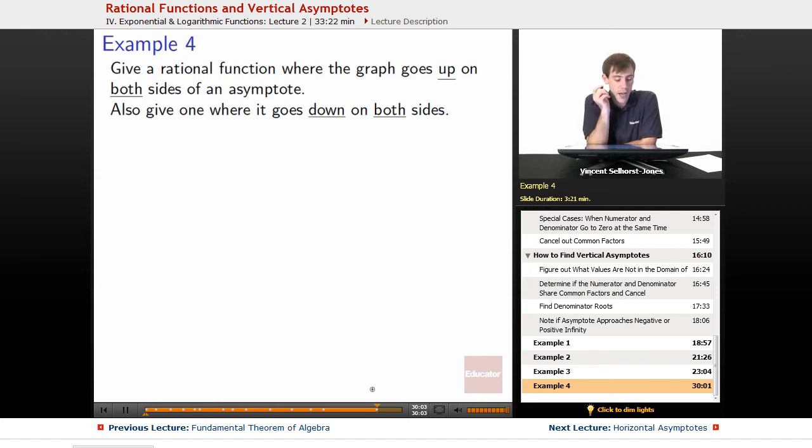Example 4, give a rational function where the graph goes up on both sides of an asymptote. Also give one where it goes down on both sides. So far we've always seen our asymptotes where on one side it goes up and the other side it goes down, or maybe the other way, right? But is it possible to create something where it's going to go up on both sides, or going down on both sides? So let's look at our first one that we think.